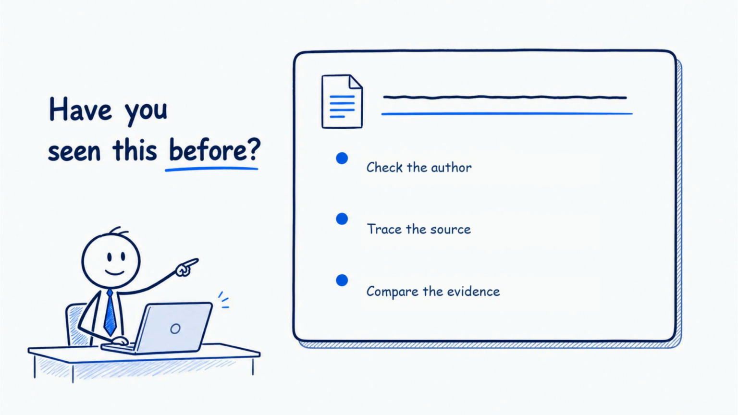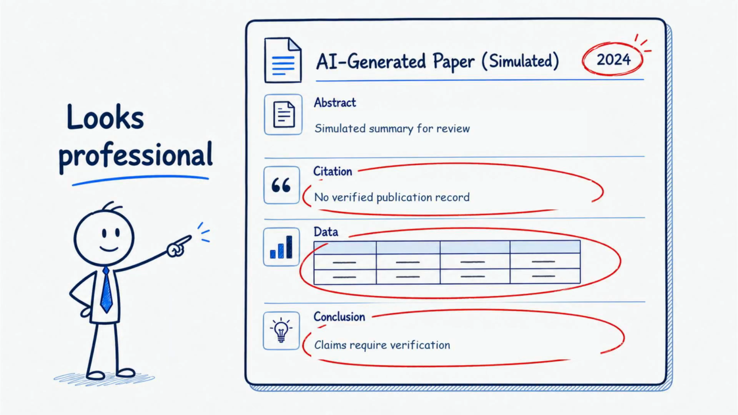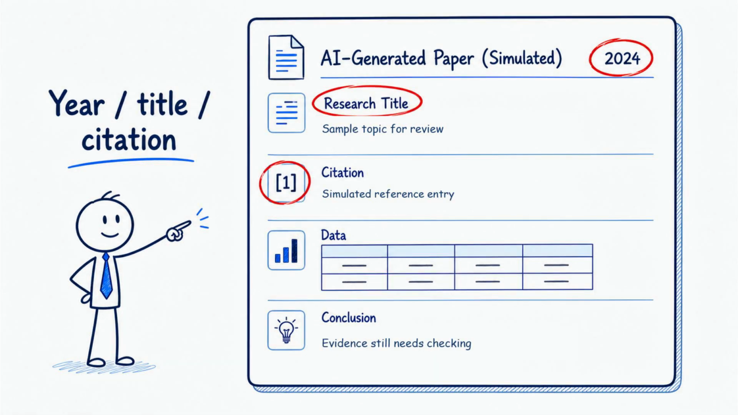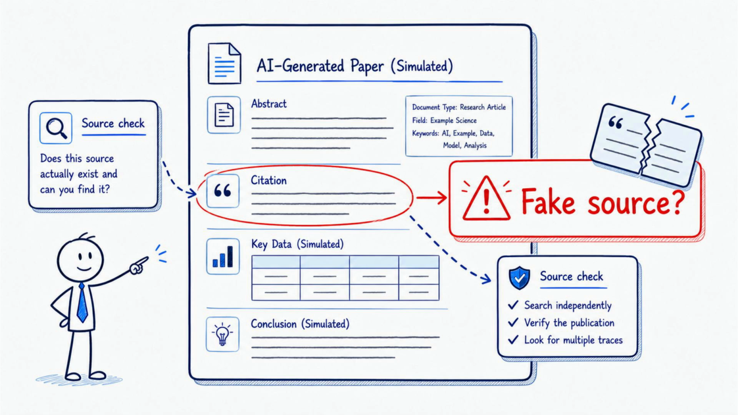Have you ever seen this happen? ChatGPT generates material that looks extremely professional. The formatting is clean, the structure looks polished, and it may even include years, paper titles, and citations. But have you actually checked it? Some of those sources may be fake. Some data may be outdated.